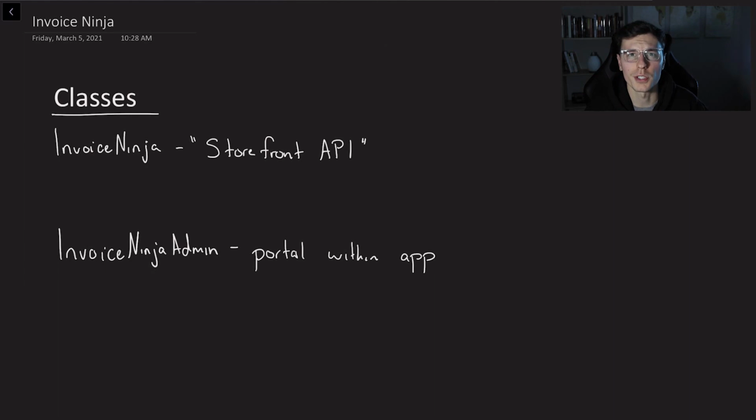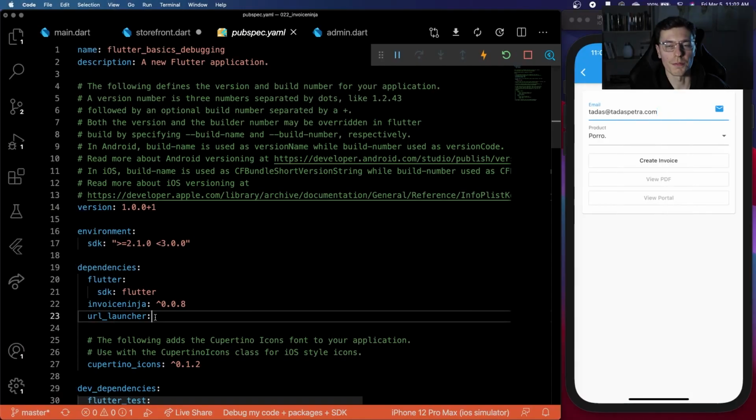Now, I think the best way to explain it is going through some sample code. But before we get started, the first thing we're gonna need is the Invoice Ninja package and also the URL launcher package. This is so we can actually show our PDFs and show the portal.